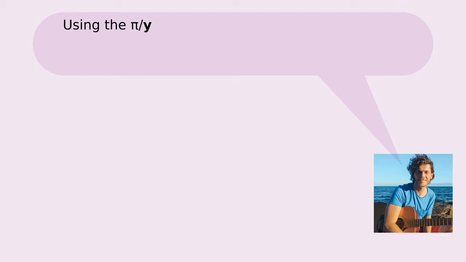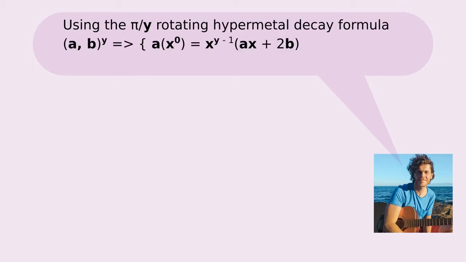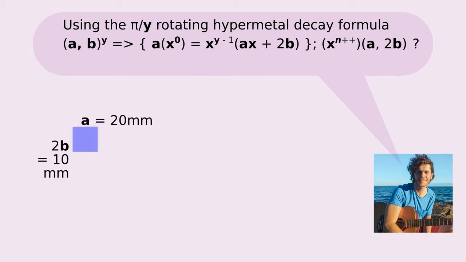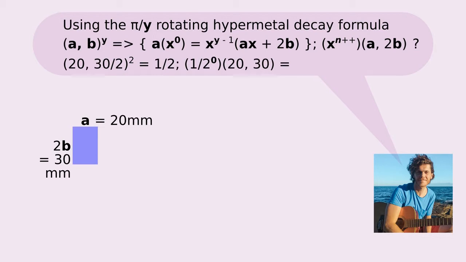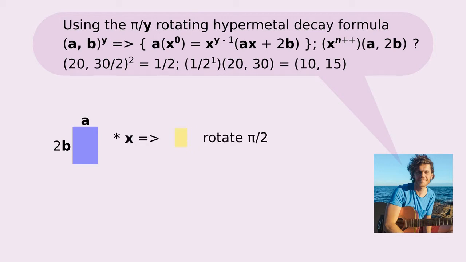Using the pi divided by y rotating hypermetal decay formula, shown here, A becomes 20 and 2b becomes 30. Plugging that in to the second power, and then multiplying by x. Rotate pi divided by 2, multiply that by x, rotate pi divided by 2.